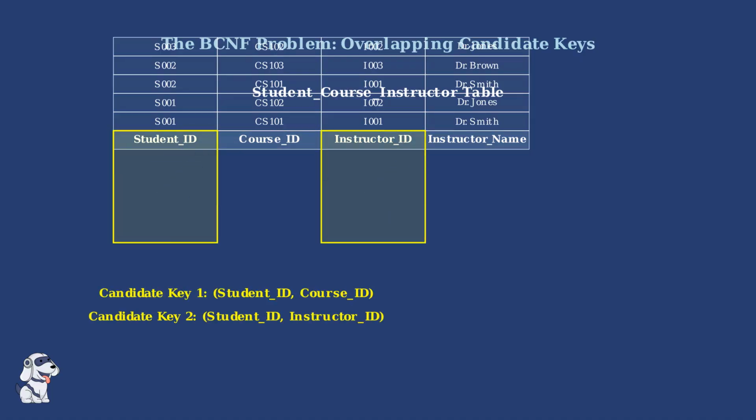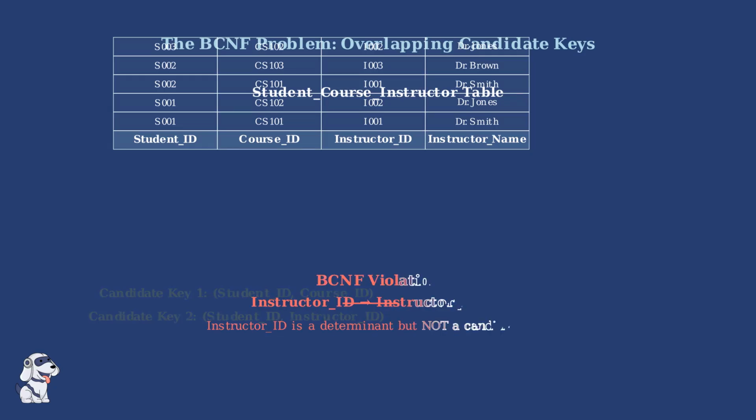The first candidate key is the combination of student ID and course ID, which uniquely identifies each row. The second candidate key is student ID and instructor ID, which also uniquely identifies each row since each student has only one instructor per course. The BCNF violation occurs because instructor ID determines instructor name, making instructor ID a determinant. However, instructor ID by itself is not a candidate key. It cannot uniquely identify all rows in the table. This violates the BCNF rule that every determinant must be a candidate key.